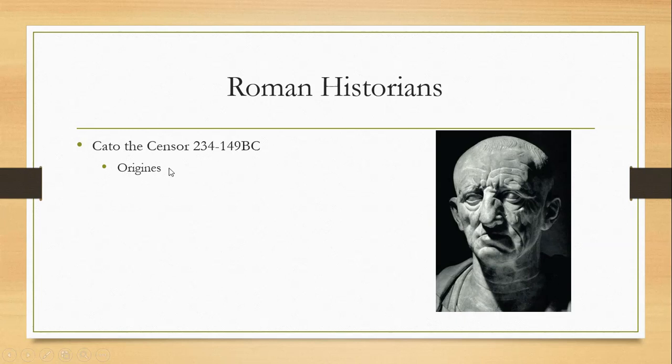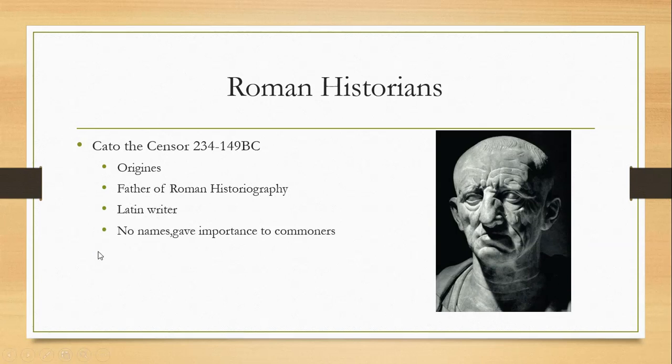Earlier, the Romans used to write also in Greek only. So Cato was one person who wrote in Latin. He was known as the father of Roman historiography. He was a Latin writer. And one of the things about him was in his entire work, he has not given any names. He has only given importance to soldiers. He believed that when there is a war, it is the soldiers and their bravery that is more important than the general. So he has not mentioned any names except for a name Surus, which was actually that of an elephant. So no names he has given.